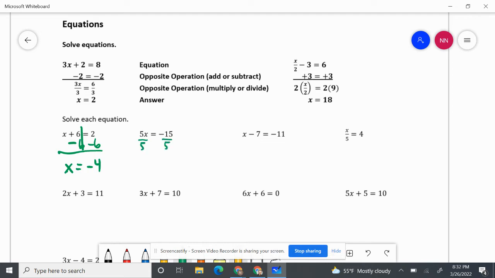And the reason that we're dividing by 5 is it's the opposite operation. Right here, we're multiplying by 5, so the opposite of multiplication is division. So we divide it by 5, and we get x is equal to negative 3.